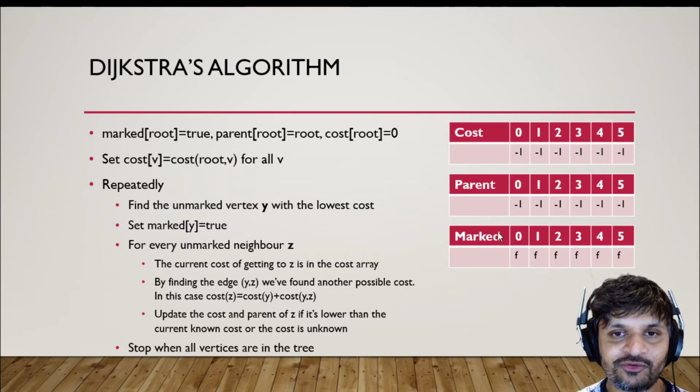Okay. And what you're going to do is first set marked of root to true, because marked keeps track of whether that vertex is in the tree, and the root is in the tree. We set the parent of the root to be the root itself. That just lets us know that it is the root; it has no parent. And we set the cost of the root equal to 0, because we're trying to find the shortest path from the root to every vertex, and the shortest path from the root to the root costs 0, because we're already there. Does that make sense?